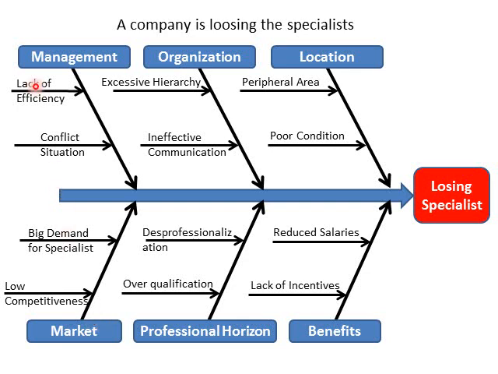Also, the lack of efficiency is near to the management, the major cause, whereas conflict is a bit away from the management. Similarly, if we take the location, location is a major cause. The peripheral area is very close to the location, whereas poor condition is a bit away from this location. So the closer the minor cause is toward the location, the higher the weightage of this minor cause will be.